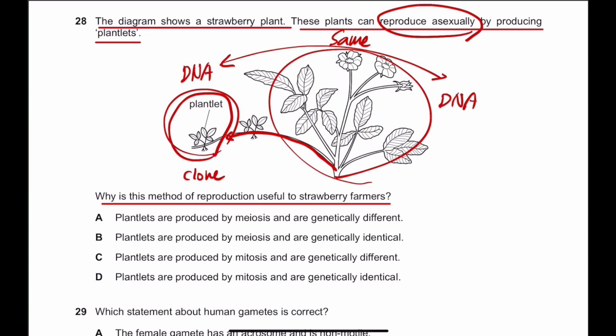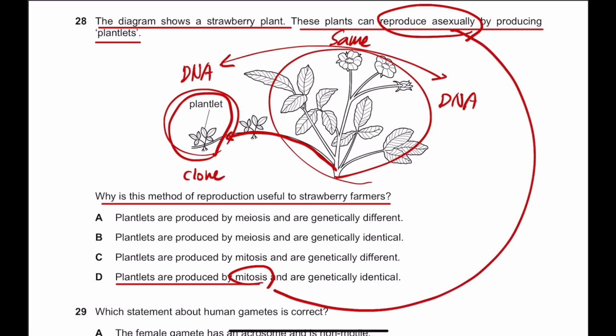So it means that plantlets are produced by mitosis. So mitosis is the asexual reproduction. It's a form of asexual reproduction that creates genetically identical daughter cells, meaning clones. And they are genetically identical.